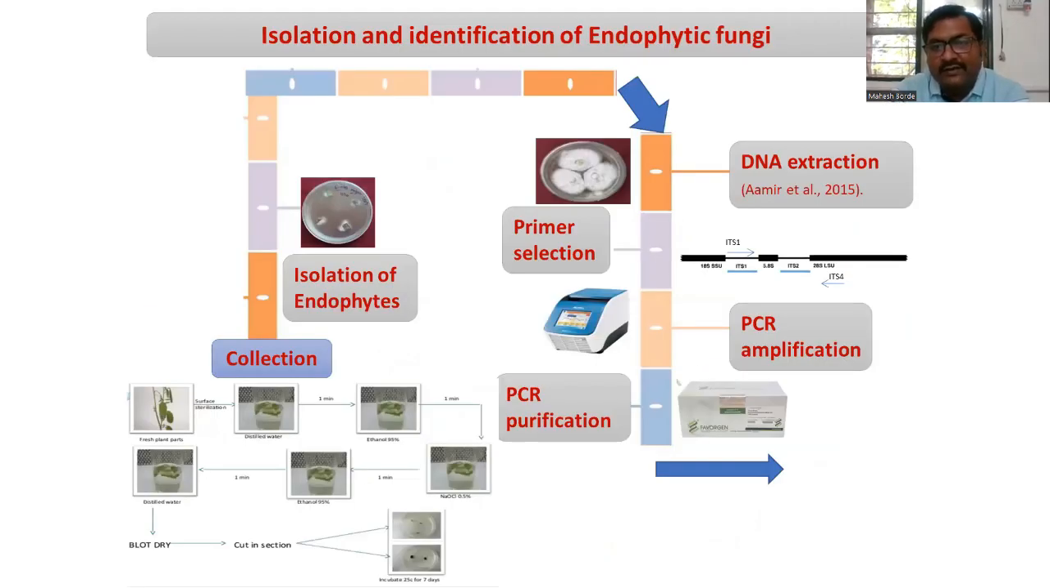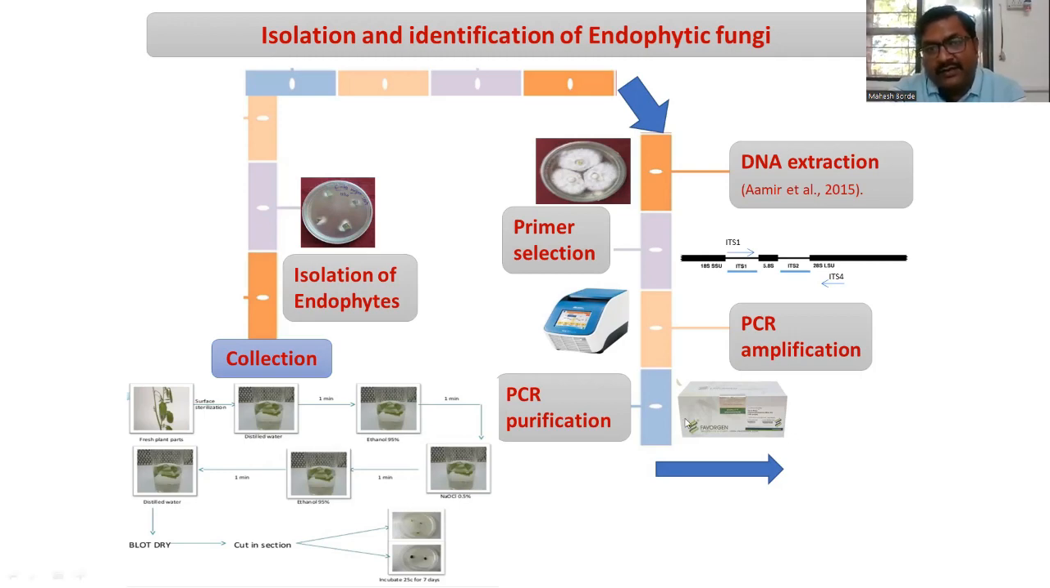This is just a roadmap of how to collect, isolate, and identify the endophyte. You surface sterilize the plant and inoculate it on a medium. Whatever mycelium comes out from the cut end will be subcultured. And for fungi, you can identify them by using the ITS region of ribosomal DNA.